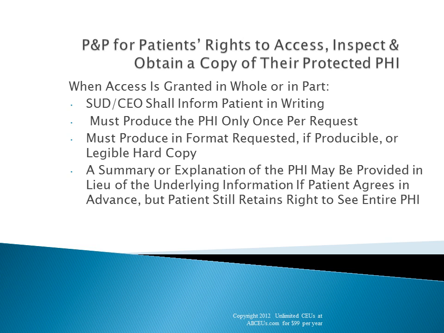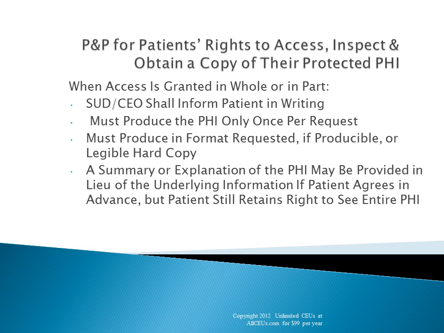When access is granted in whole or in part, your risk manager, your CEO, whoever in your organization is responsible for this, shall inform the patient in writing. Now make sure you know who's responsible. Don't just assume your risk manager is going to do it, because she may be assuming you're going to do it. You must produce the protected health information only once per request.